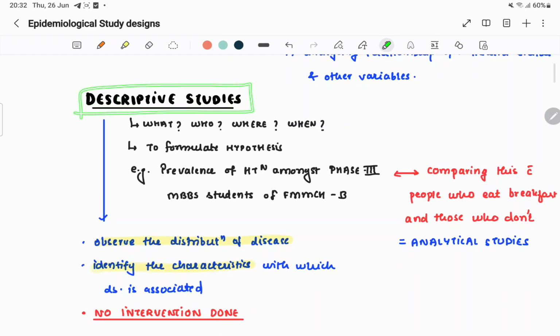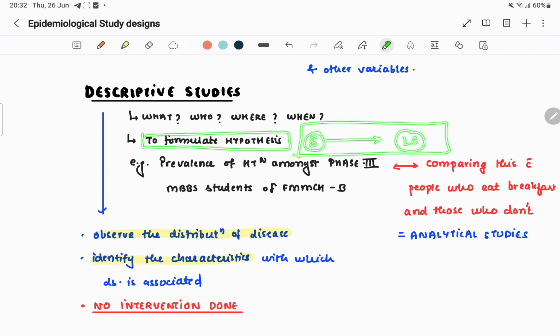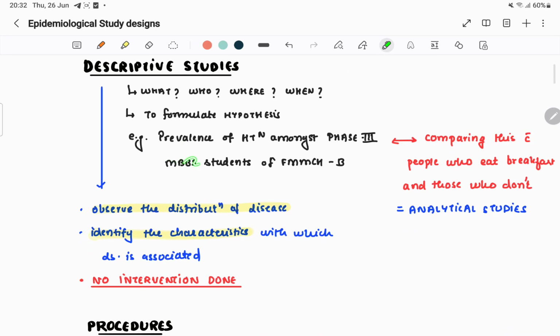Let's talk about descriptive studies more. So what, who, where and when are the questions which are answered in descriptive studies. Descriptive study is used to formulate a hypothesis that smoking causes lung cancer. This is a hypothesis. Now you have to test it. If the hypothesis is accepted, well and good. If it is not accepted, your study is failed, right? You believe in an alternate hypothesis. This is another topic. I'm not going into much detail.